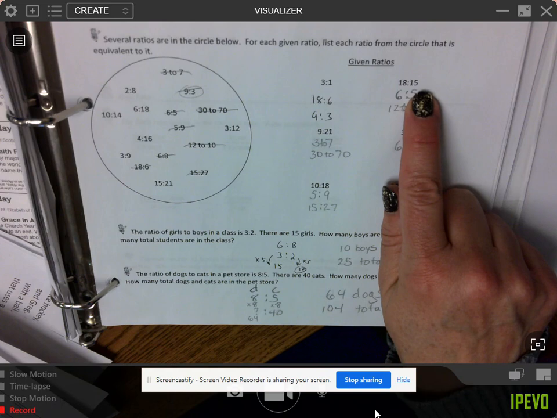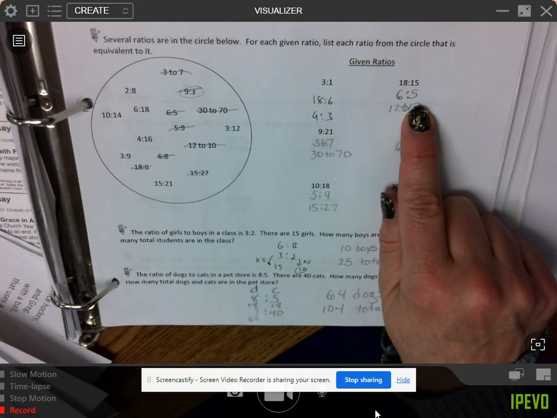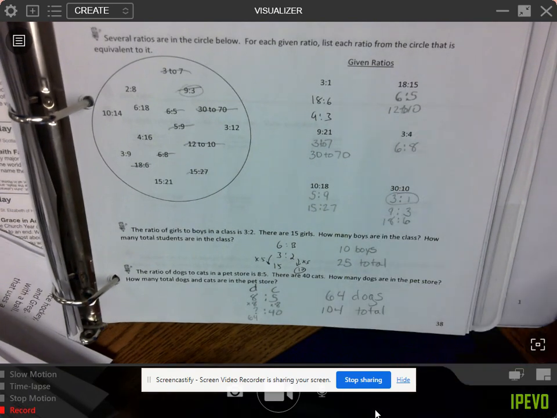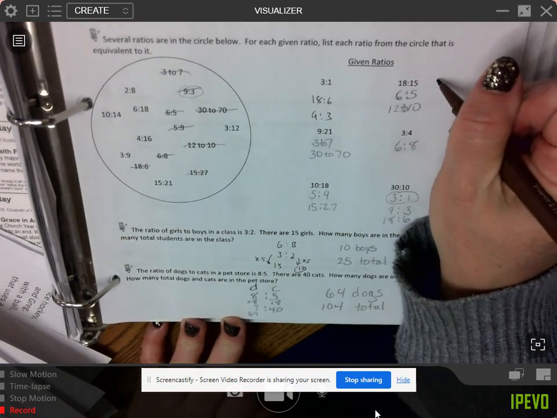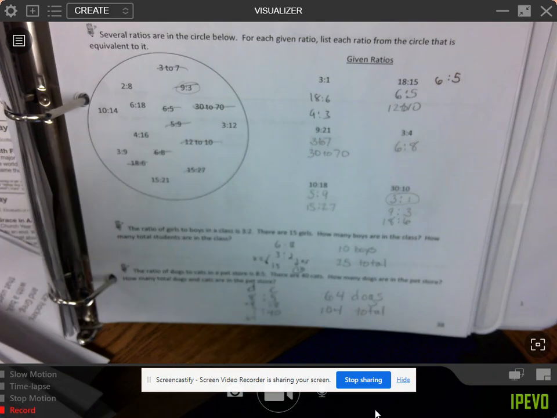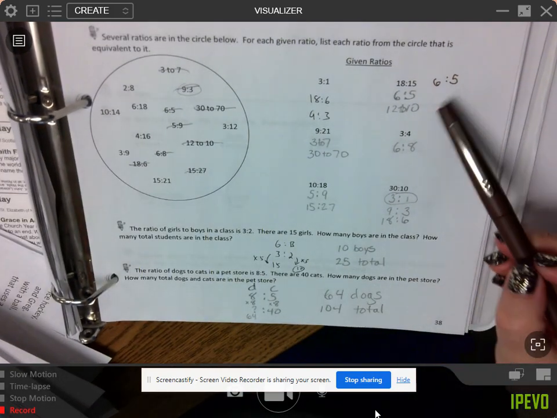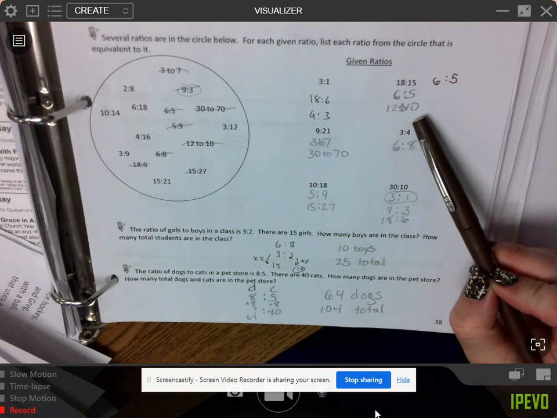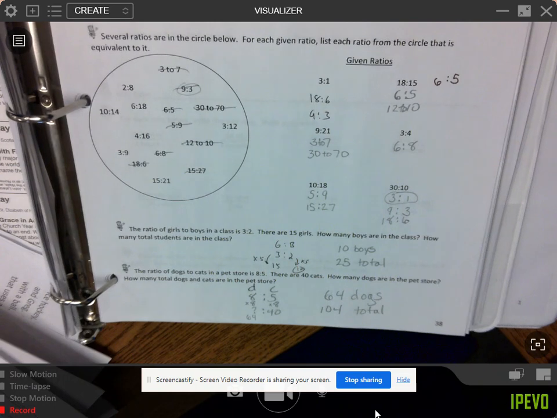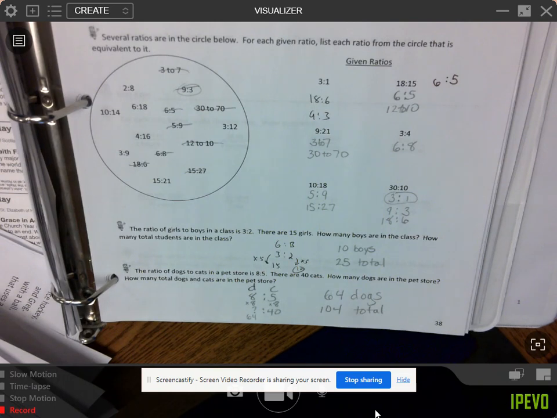18 to 15 is equivalent to 6 to 5 and 12 to 10. Because if we simplified it down, we would have had 6 to 5. If we divided that 3 out, then we could multiply it by 2 to get the 12 to 10. So sometimes you have to simplify down in order to multiply up to see what's equivalent.